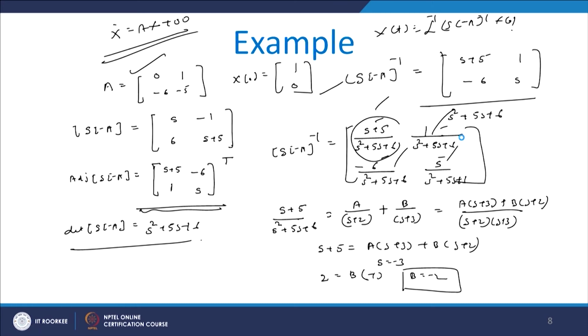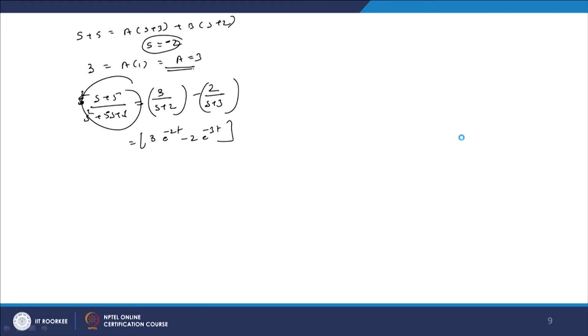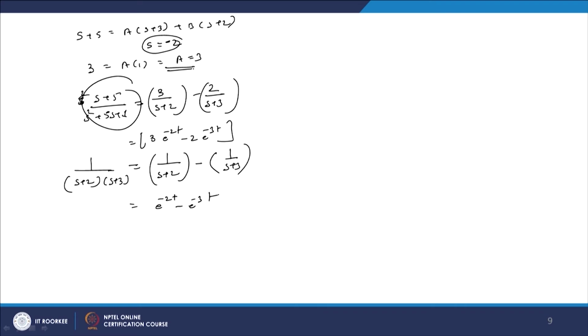So, similarly, we can write down 1 by s plus 2, s plus 3 equal to 1 upon s plus 2 minus 1 by s plus 3. So, you will find that if you solve it, 1 by s plus 2 and s plus 3. Now, we have to take the inverse Laplace transform for this. We will get e raised to minus 2t minus e raised to minus 3t.